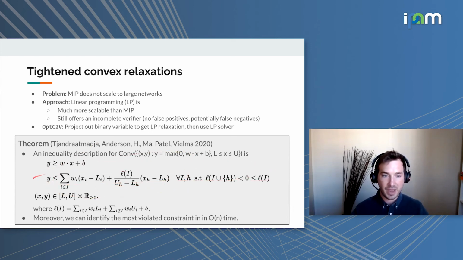And again, the magic is in this large family of inequalities that upper bounds the output y. Interestingly, now this family of inequalities is dependent on the data in some way, where it was not previously. And again, we can solve the separation problem efficiently in linear time.